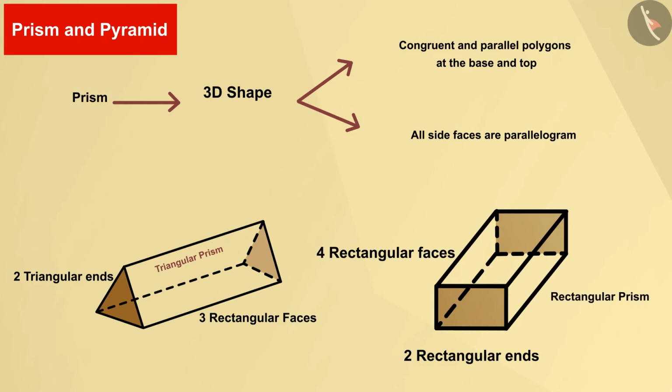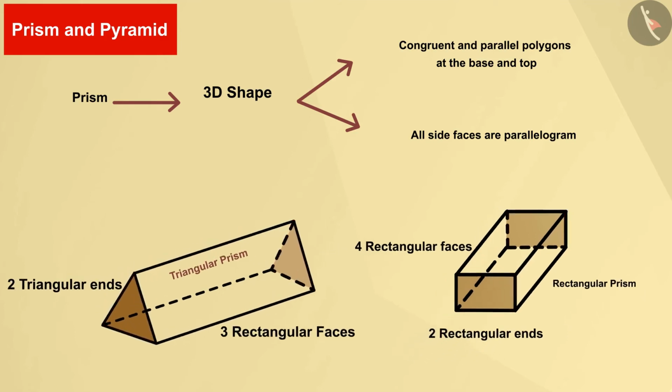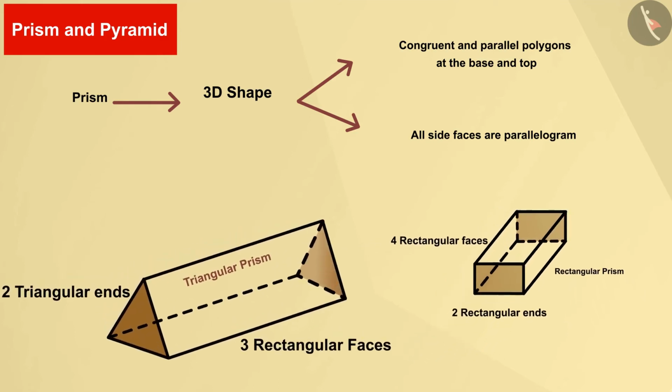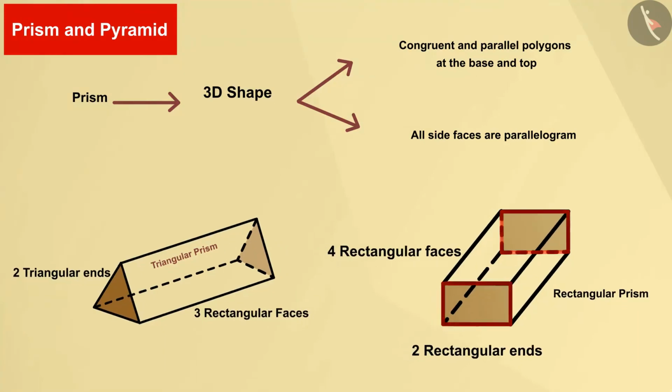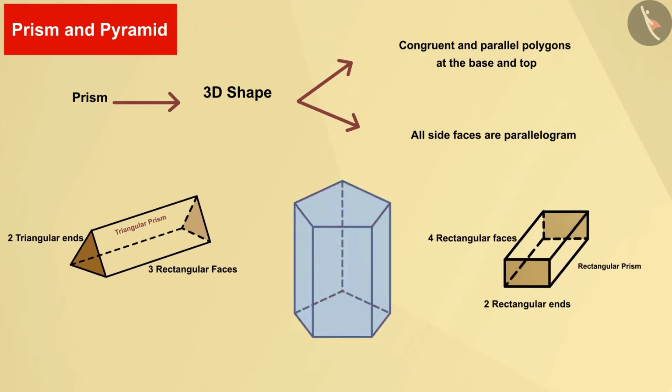If you notice, you will see that the prisms are named according to their base and upper end. As its ends are triangular, it is a triangular prism. Its ends are rectangles, so it is a rectangular prism. Its ends are pentagons, therefore it is a pentagonal prism. Similarly, you can also identify the name of the prism according to the base and upper end of a prism.